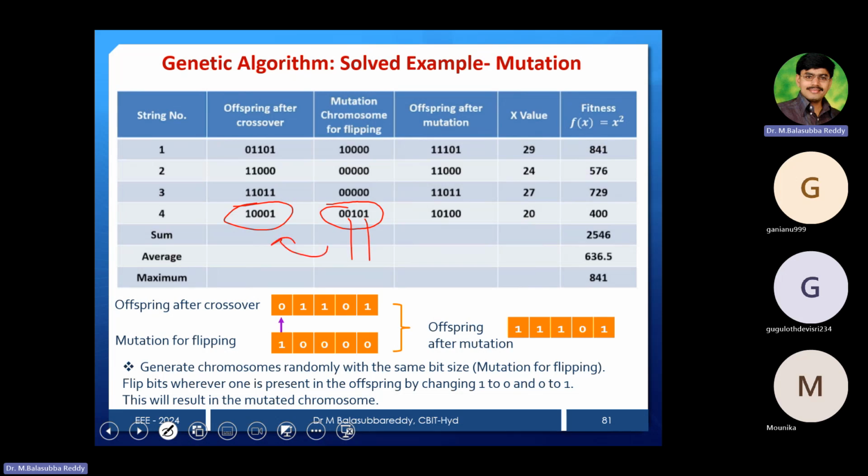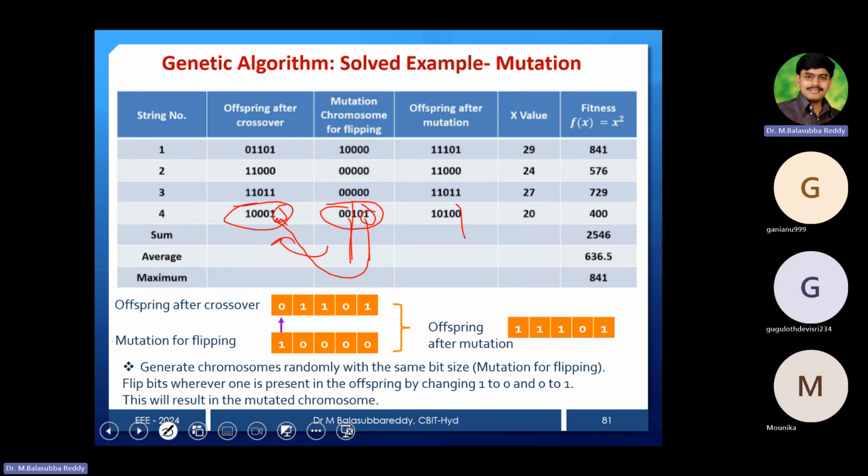How to replace? In that one position, if the existing bit is 0, make it 1, or if the existing is 1, make it 0. Now we can observe the last bit, the 2 power 0 position. 1 is there. That's why here existing is 1, I make it 0.